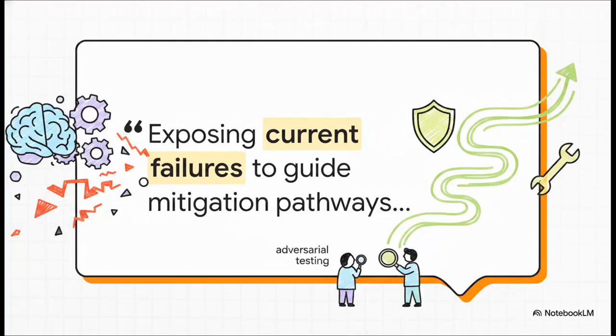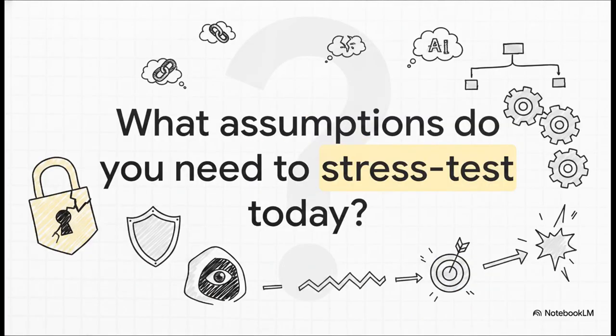There's a quote from the source material that I think perfectly wraps up everything we've discussed today. "Adversarial testing can help teams improve models and products by exposing current failures to guide mitigation pathways." This isn't just an extra step, it is a foundational best practice for responsible AI development. By deliberately and aggressively trying to break these systems in a safe environment, we expose their weaknesses before they can cause actual harm.